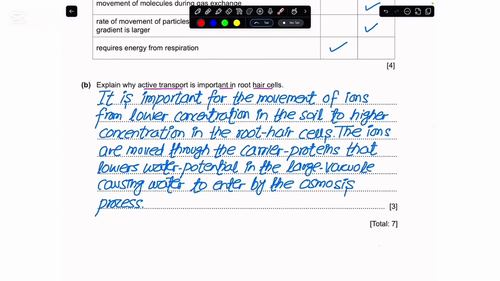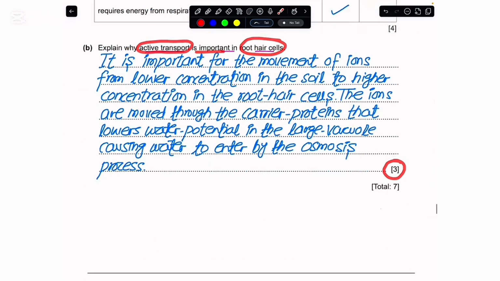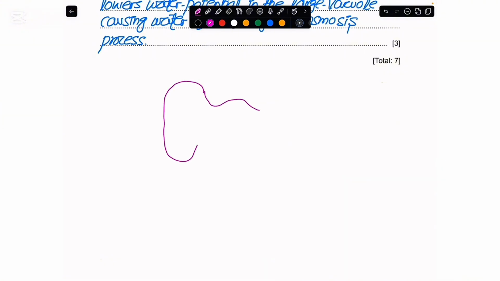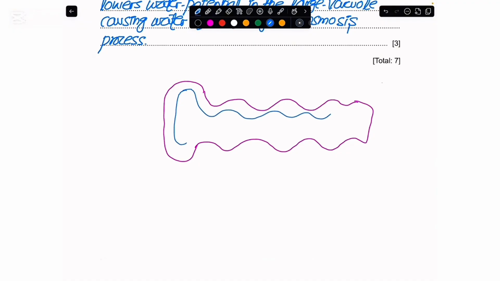Now, here they ask for a total of 3 marks, where we need to explain why the active transport is important in the root hair cells. So, if I were to explain this with the help of the diagram, what we know is that the root hair cells have two important functions to render. One is the movement of the ions, and the other is the movement of the water molecules. And at the center of these root hair cells, we have the large vacuole.